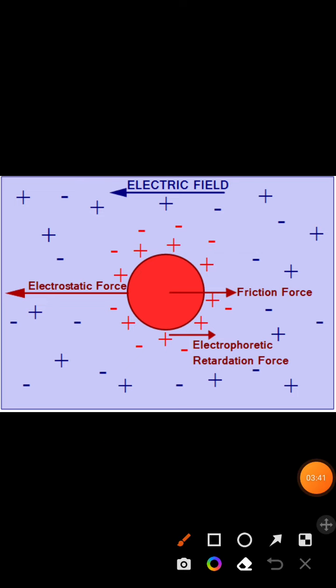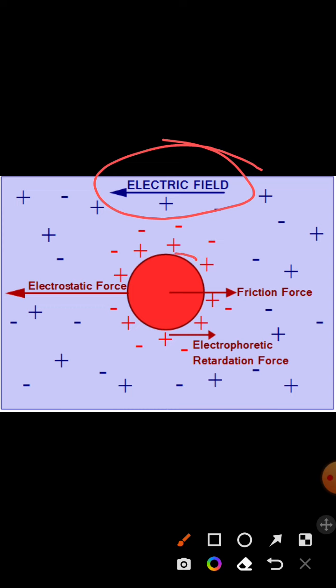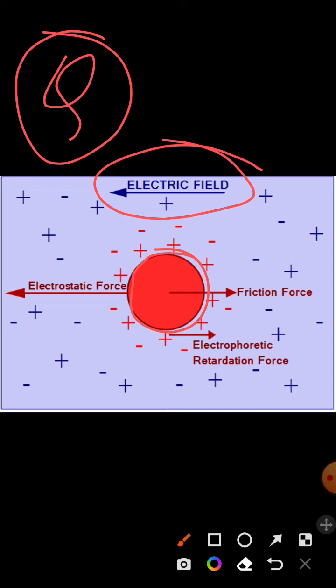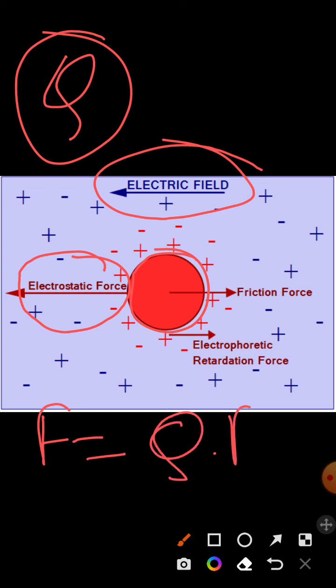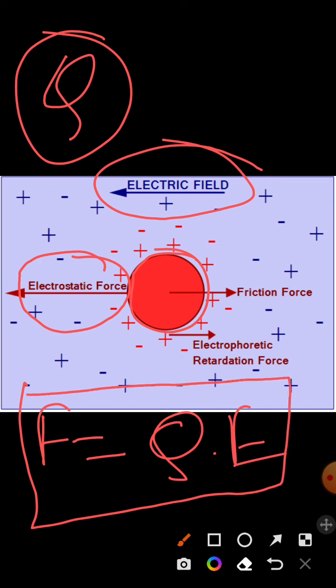The first thing is, under the influence of an electrical field, there will be a charge called Q on the molecule. On the basis of this, an electrostatic force works, and according to the law of electrophoresis this electrical force is F equal to Q into E. Q is the charge on the molecule, and E is the electrical field. Under its influence the particle is moving. So this electrostatic force is the main reason for the movement of that particular particle.